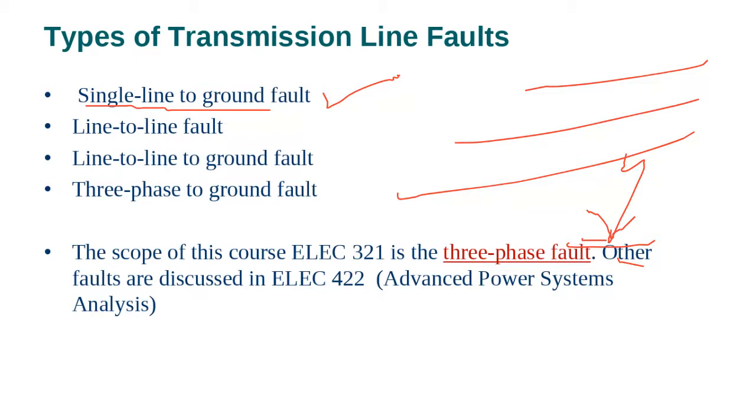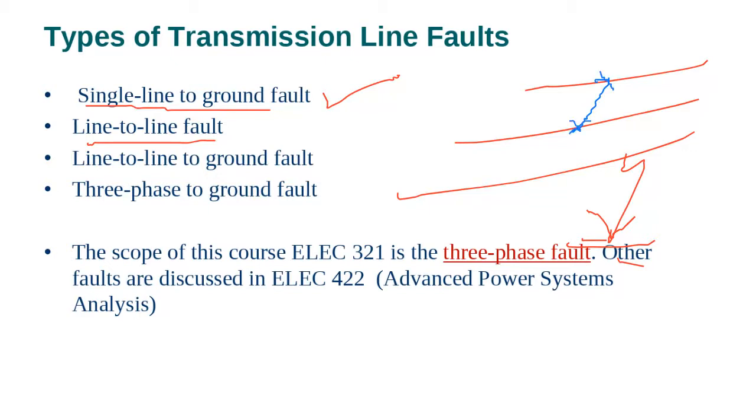And we have also a line to line fault. That means the three phase, so phase A touches phase B. So another lines could be like this here. This touches this one. This is not most common. So the most common is single line to ground.